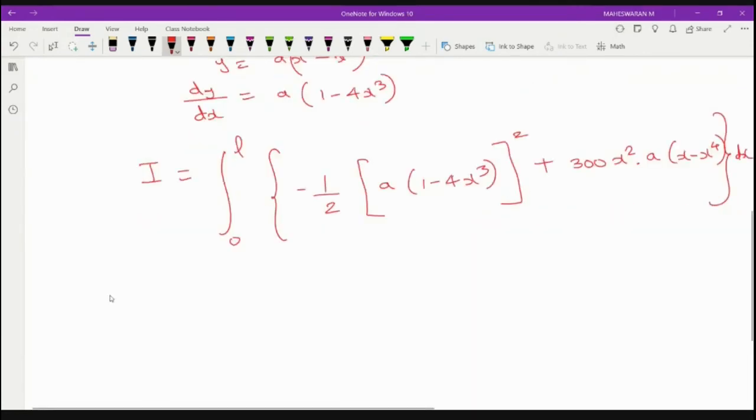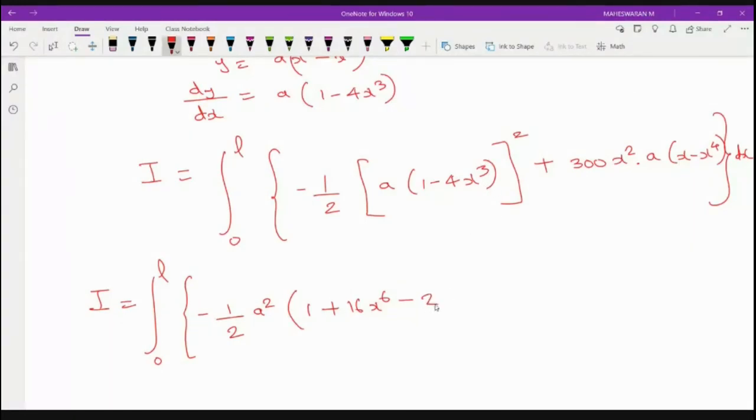Okay, so now let me substitute. What is your I value here? So I value is integral 0 to L. So this is minus 1 by 2 a square. That I will take it out. Remaining term is 1 minus 4ax cube the whole square. So I will expand it. So 1 minus 4, 4s are 16, 16x power 6, sorry, plus 16x power 6 minus 2ab.